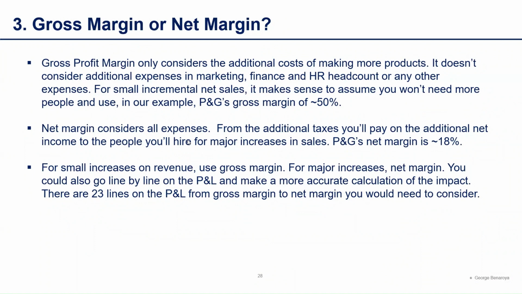Net margin considers all expenses, from the additional taxes you'll pay on the additional net income to the people you'll hire for major increases in sales. P&G's net margin is 18%. For small increases in revenue, use gross margin. For major increases, net margin. You could also go line by line on the P&L and make a more accurate calculation of the impact. There are 23 lines on the P&L from gross margin to net margin you would need to consider.